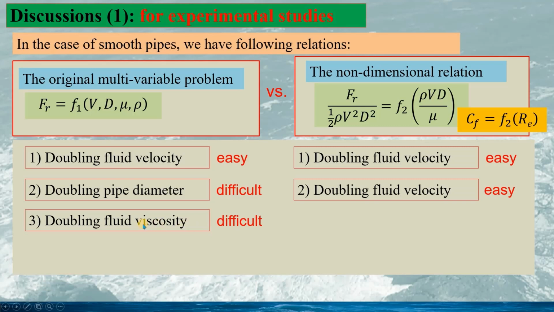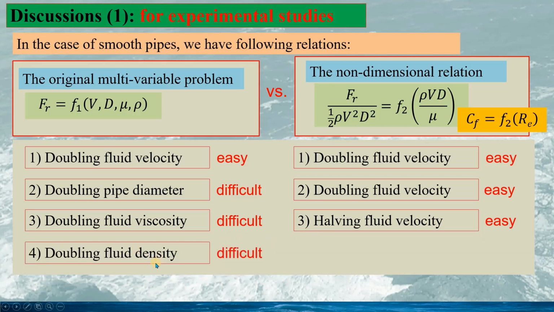If we want to change the fluid viscosity, this sometimes could be difficult if we need to change the testing fluid. For instance, if we double the fluid viscosity, we can achieve the same change of Reynolds number by halving the fluid velocity. In terms of the fluid friction, this can be done by changing the fluid velocity.